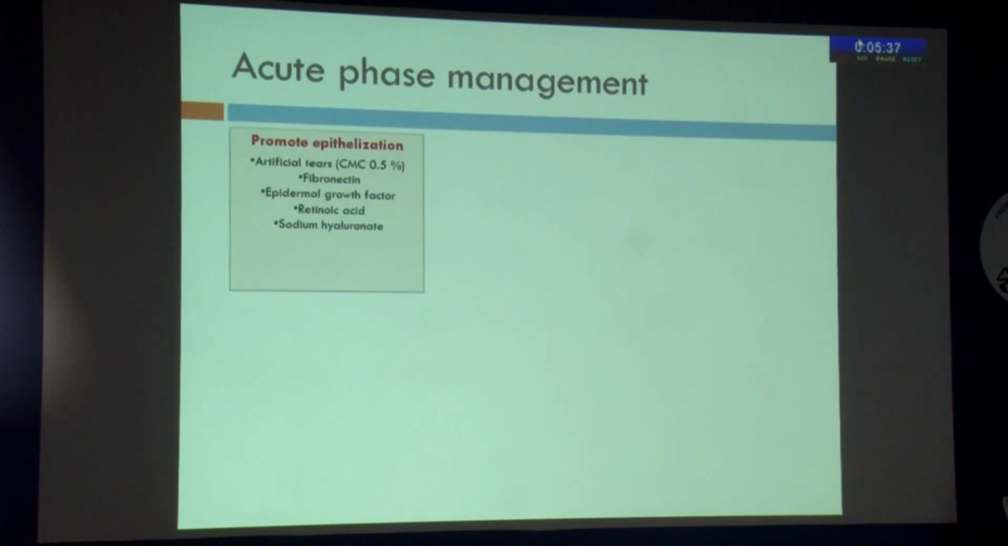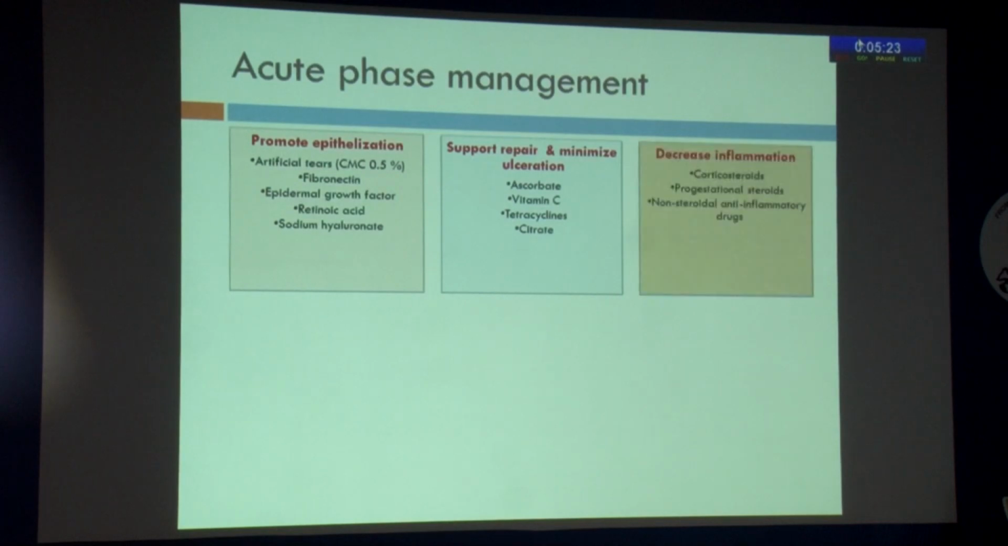After this, coming to the medical treatment, use of preservative-free lubricant tears in the form of CMC and hyaluronate would help. Topical ascorbate and citrate will also help in the healing, reducing the proteolytic enzymatic activity and supporting the collagen healing. Oral acyclovir, oral tetracycline and vitamin C are helpful.